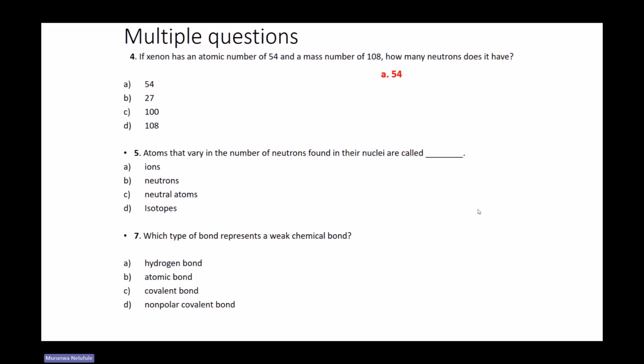Then atoms that vary in the number of neutrons found in the nucleus are called isotopes. Anyone else? Ready for exam? I'm sure you're saying they should bring it at 1 today. At 1 today, we'll take it. Okay, she's right, it's isotopes.